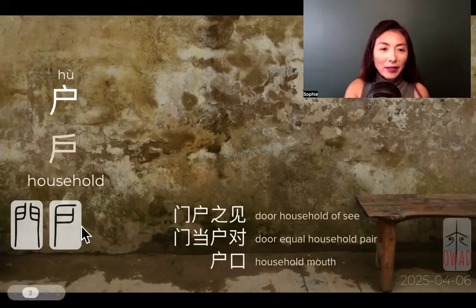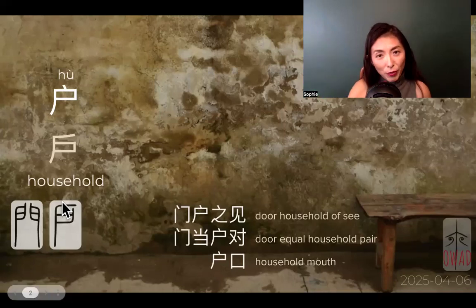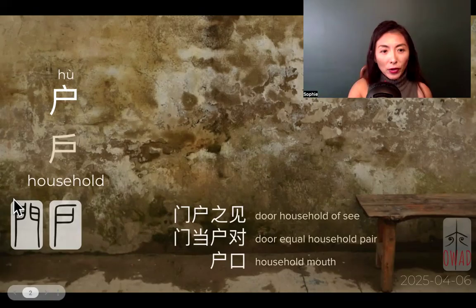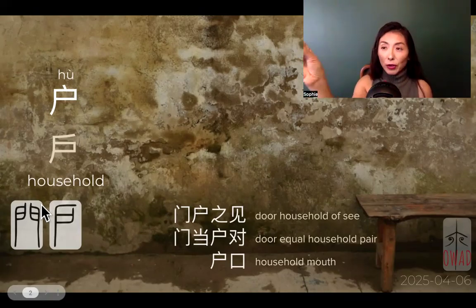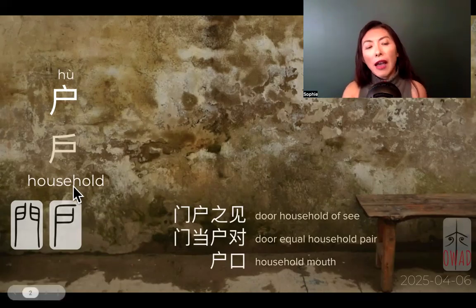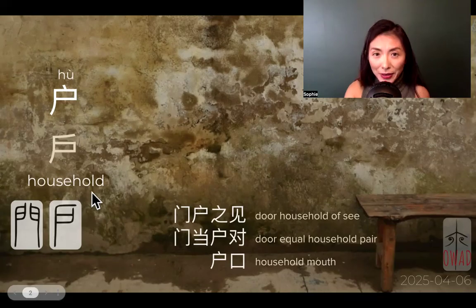If you look at the 2000 years ago dictionary, the two still look quite similar, not exactly the same. The sequence differs due to writing convenience, the flow of the brush. This is the way to write a single panel door versus this is double panel. You can see the starting like this versus starting horizontally like that. So this household concept derived from the single panel door.